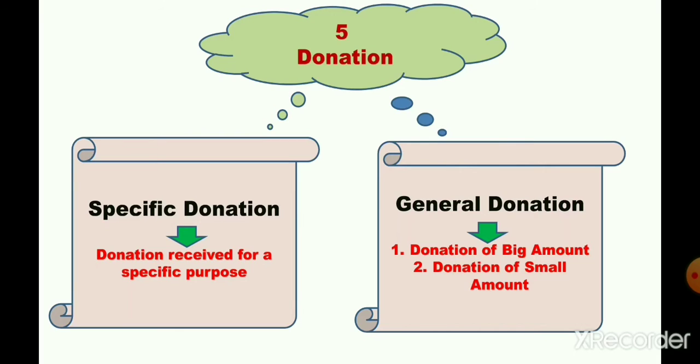Second is specific donation. In case the donor specifies the purpose for which the donation can be used, it is a specific donation. For example, a donor donates 1 lakh for a library. It means the donation received can be used only for the library. That is, it is a specific donation. Specific donation is capitalized and is shown on the liability side of the balance sheet. So this is the main difference between specific donation and general donation.